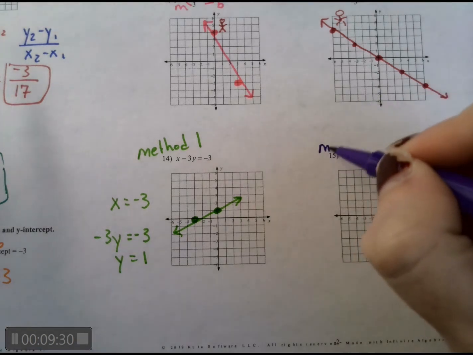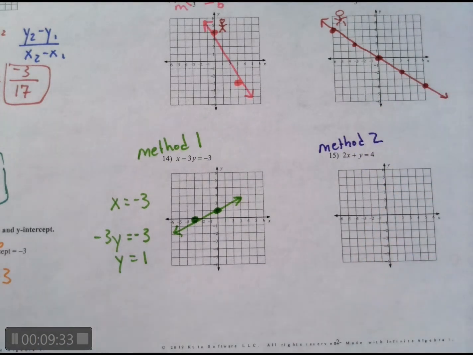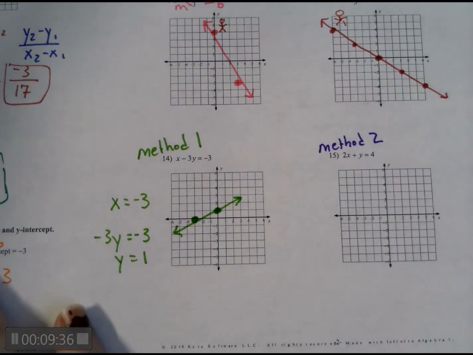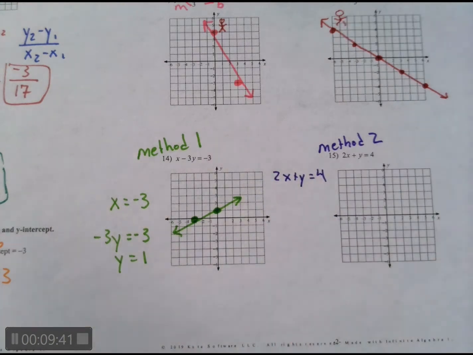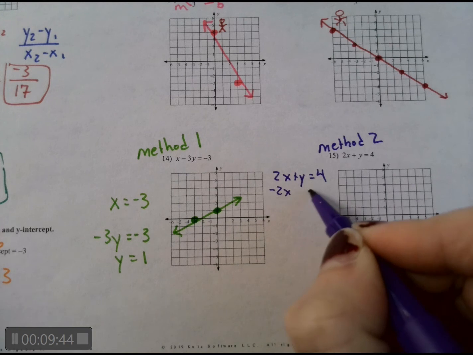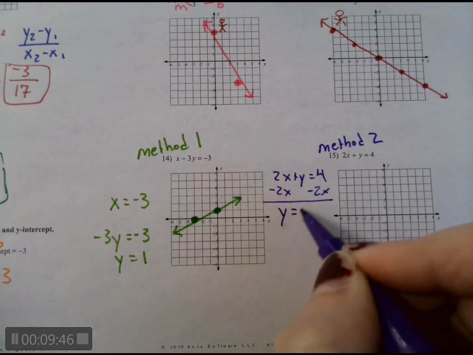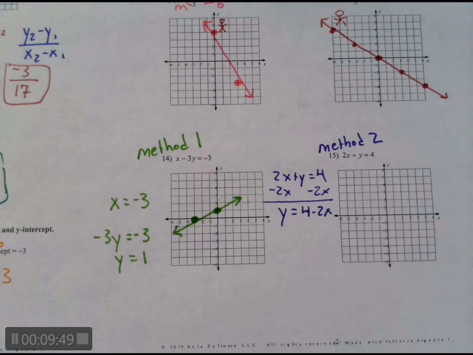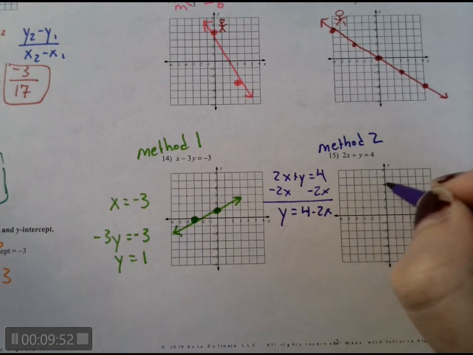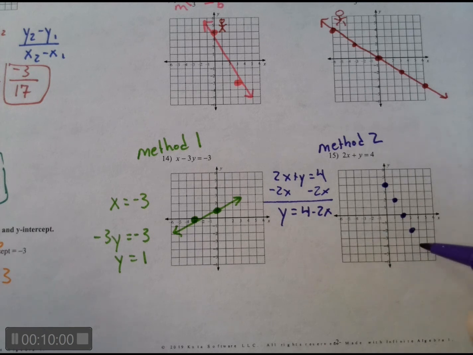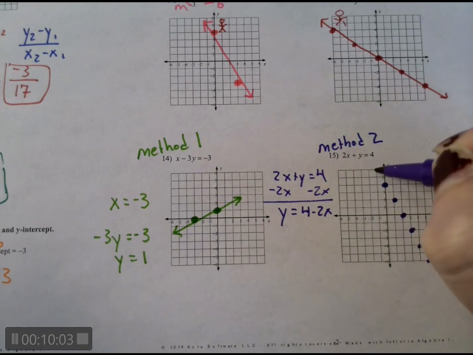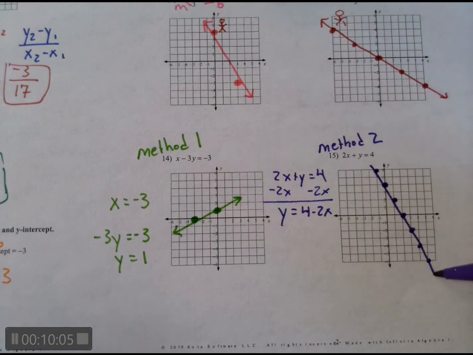Method 2 is to solve for y. Okay, so we have 2x plus y equals 4. So we would subtract 2x from both sides to get y equals 4 minus 2x. Okay, so we start at 4, and then we go down 2 to the right 1. Down 2 to the right 1. Down 2 to the right 1. And then we draw a line. You can use either method.